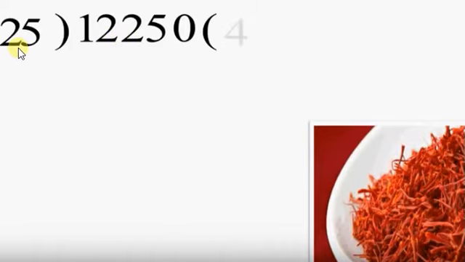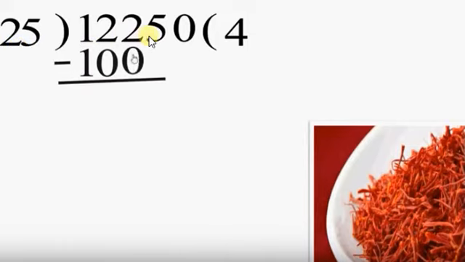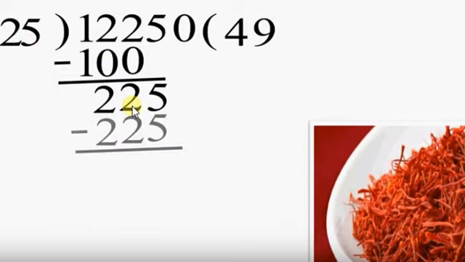So in this case you have 25 and here you have 12250. So 25 into 122 is 4. Multiplying 25 gets 100. Subtracting you get 22. You drop 5. 25 into 225 is 9. 9 times 25 is 225. Subtracting you get 0.